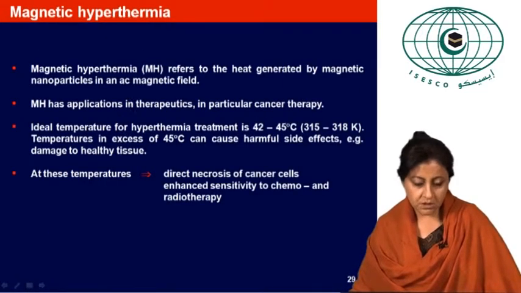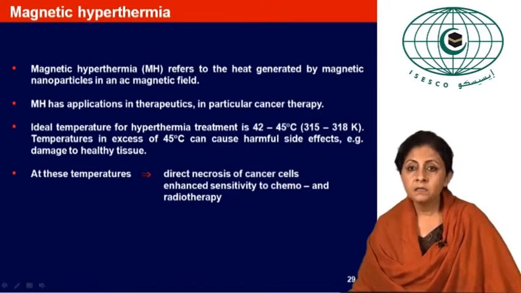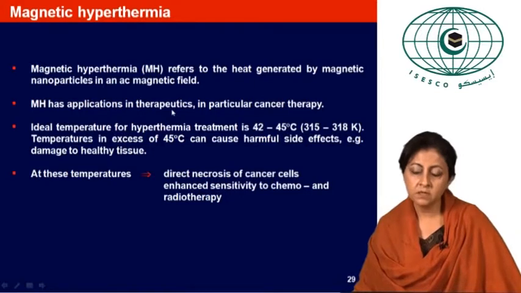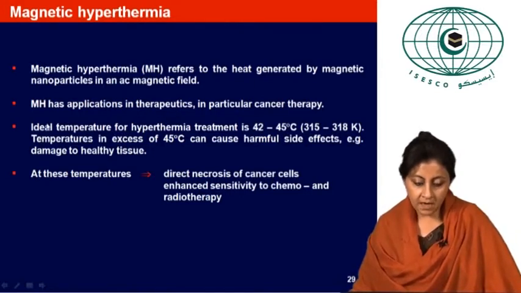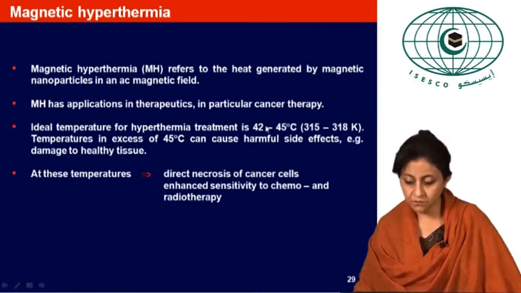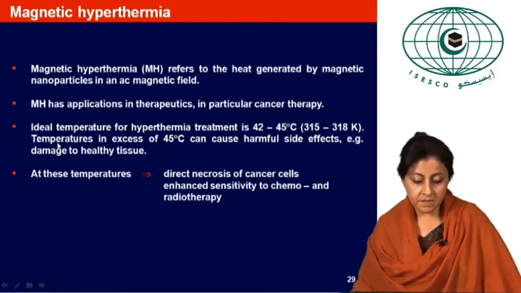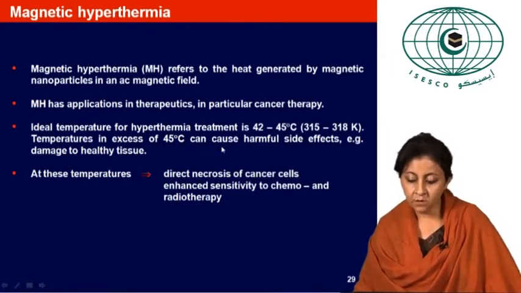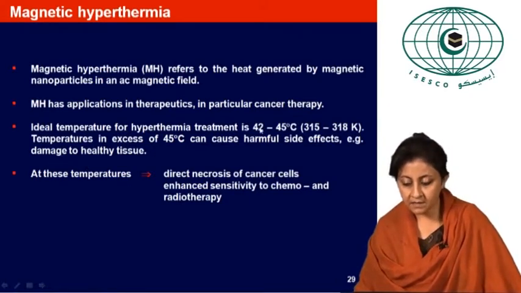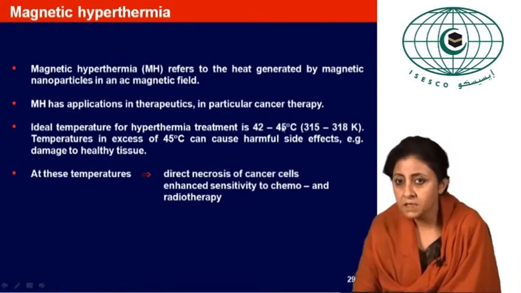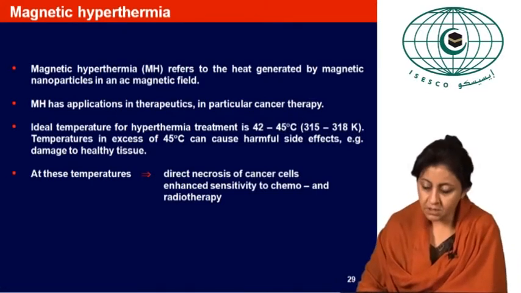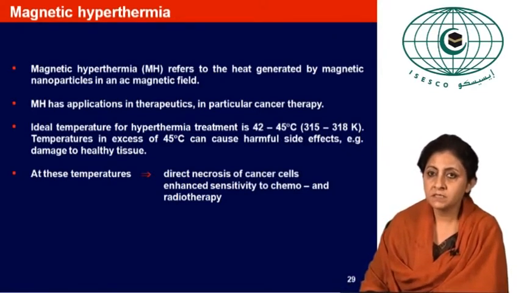The last application I want to discuss is magnetic hyperthermia. This refers to heat generated by magnetic nanoparticles in an AC magnetic field, and it has applications in therapeutics, in particular in cancer therapy. The ideal temperature for hyperthermia treatment is 42 to 45 degrees centigrade, which is equivalent to 315 to 318 Kelvin. Temperatures in excess of 45 degrees centigrade can cause harmful side effects, for example, damage to healthy tissue. And it has been found that at these temperatures, 42 to 45 degrees centigrade, the DNA of malignant cells is destroyed, while the DNA of healthy cells remains intact.